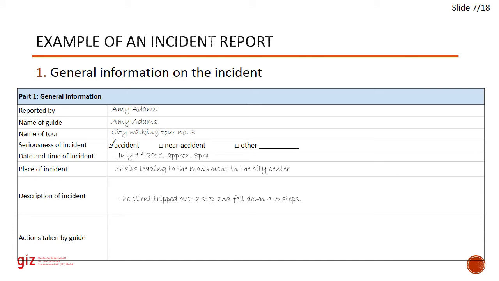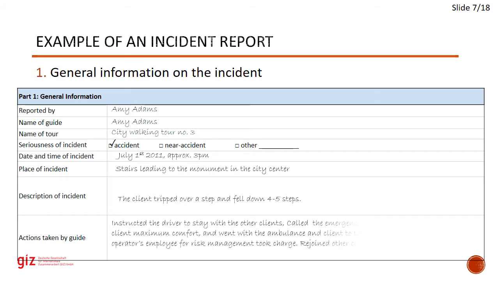Actions taken by the guide. So how did the guide react after the incident? Let's say Amy Adams instructed the driver to stay with the other clients. She called the emergency number 112 in this case, tried to ensure the client's maximum comfort, and she went with the ambulance and client to the hospital. In the hospital, the tour operator's employee responsible for risk management took charge. The guide rejoined the other clients for dinner at around 6 p.m.